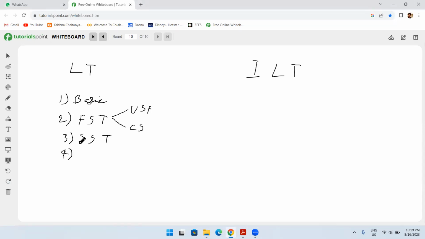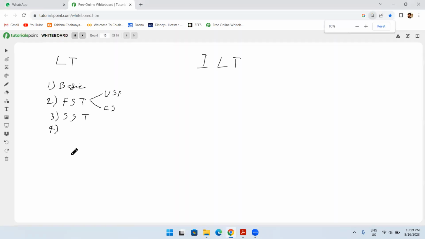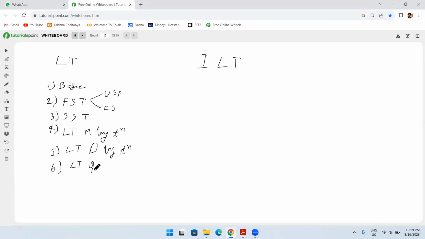Now the fourth topic is Laplace transform multiplied by t power n. The fifth topic is Laplace transform divided by t power n. The sixth topic is Laplace transform of derivatives. The seventh topic is Laplace transform of integrations. And the last, eighth topic in the first part is the application part.